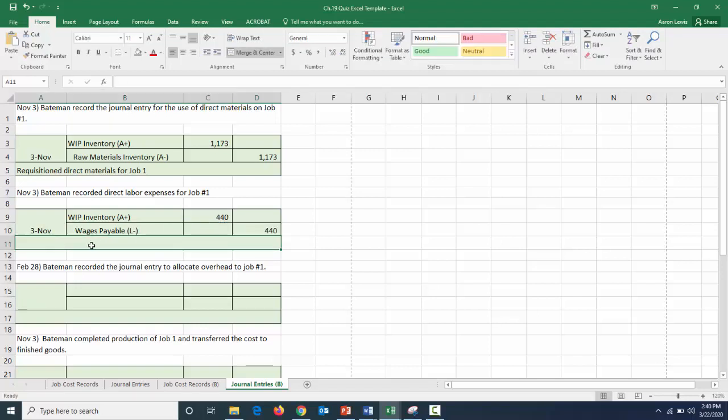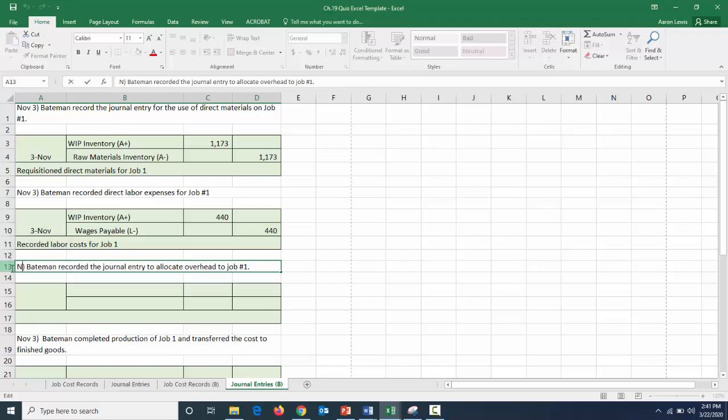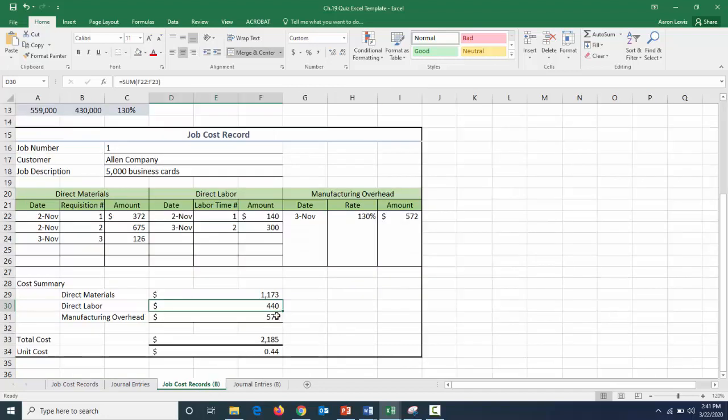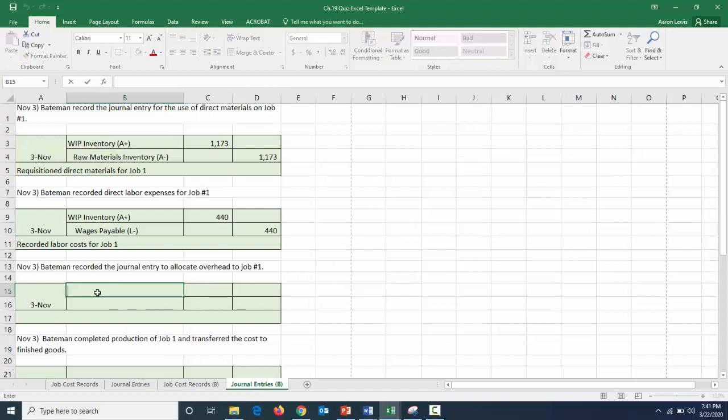And what happened here is we recorded labor costs for job 1. I like to capitalize job. On, not February 28th, but November 3rd, we have to record our journal entry to allocate overhead to the job. So one more time, let's go back to our job cost record. We allocated $572 worth of overhead to this job. Well, when we put that in, we're going to also put that into WIP inventory.